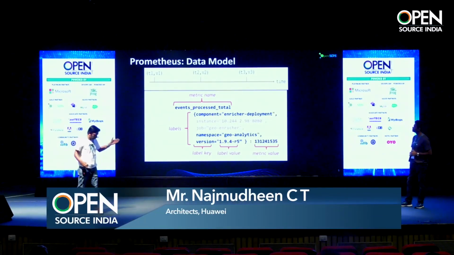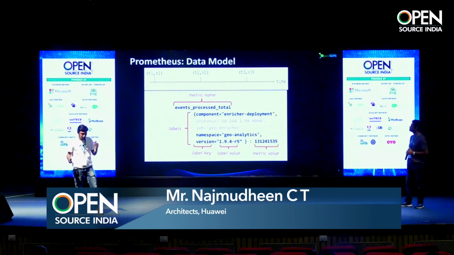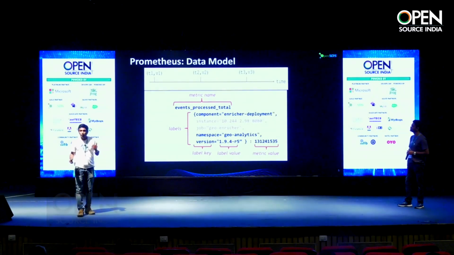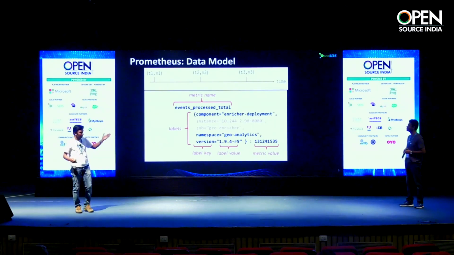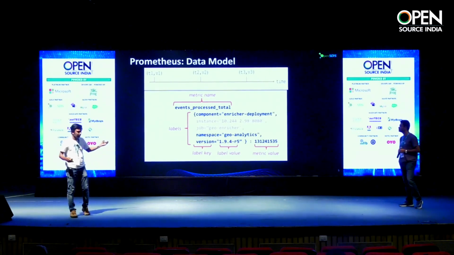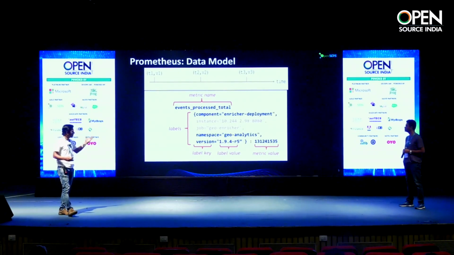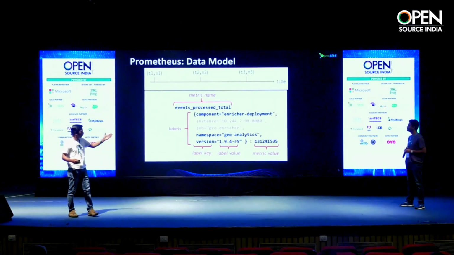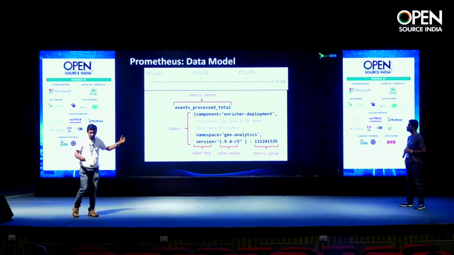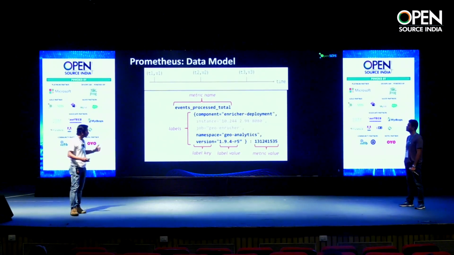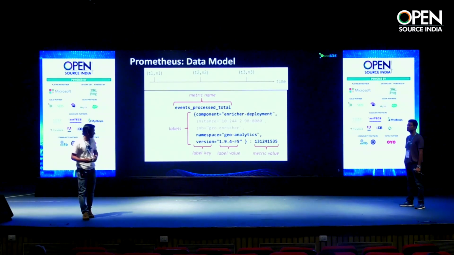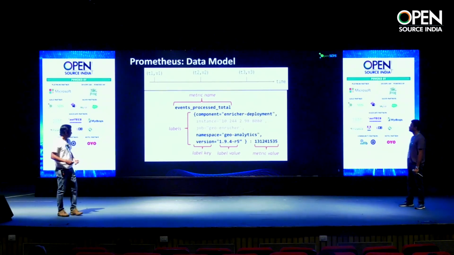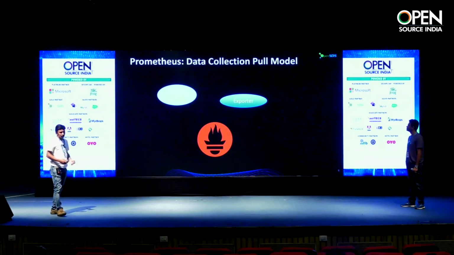This is why Prometheus is multi-dimensional, because each metric in Prometheus can be identified by using different dimensional queries. Like you can just say events process total, that will select this metric. You can also say instance equal to 10.244.298, that also matches this particular metric, right? So there are different ways to identify a metric.